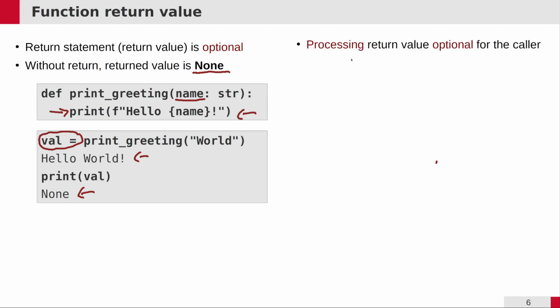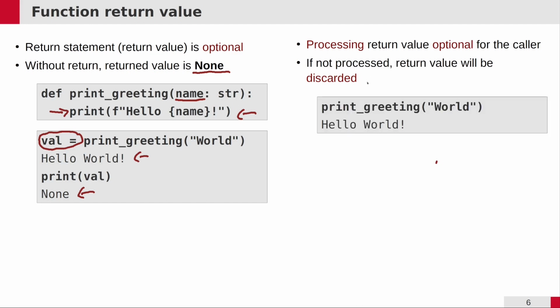So the question is then, do I have to store it at all? And no, basically the return value can be stored in Python, but doesn't have to be, so it's optional. And if you just don't process it, it will be discarded. What does it mean? If you are just calling print_greeting without any assignment here on the left hand side, you just call the function, then the function will be executed, and whatever this function was returning will just be discarded, which you usually would only do if the function is anyway returning None. But you can in theory also discard any type of return value.